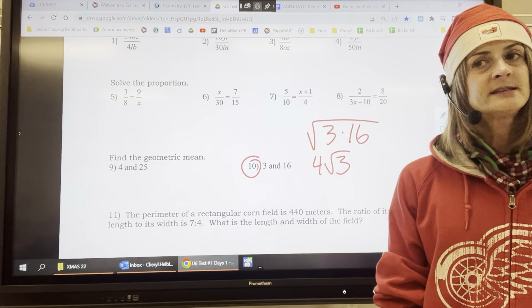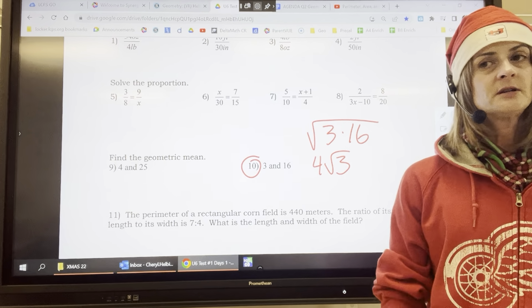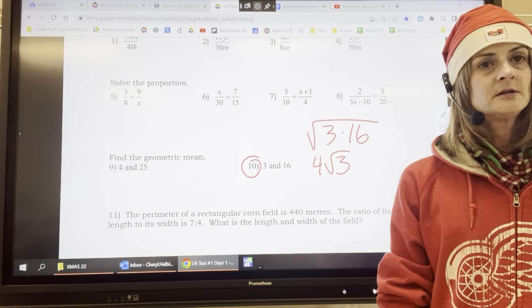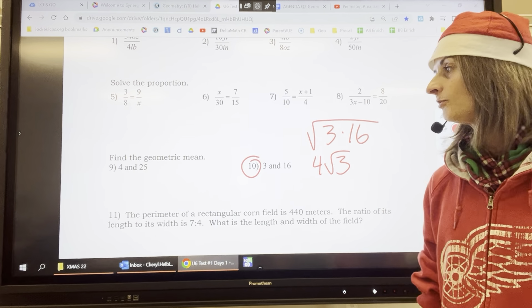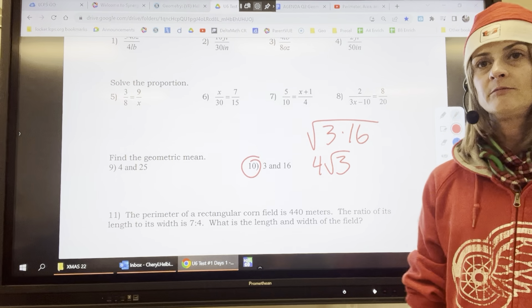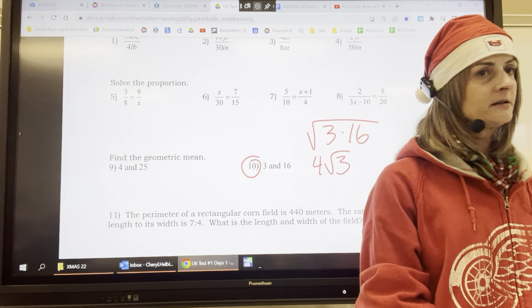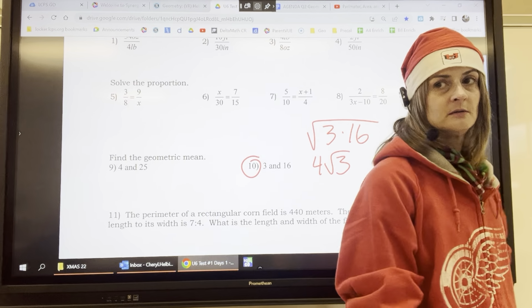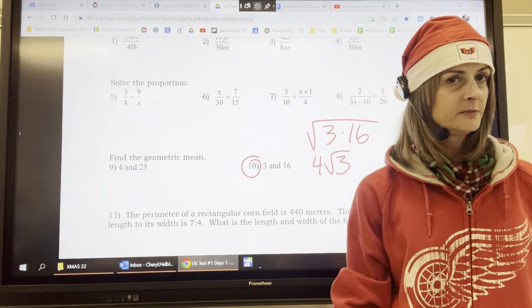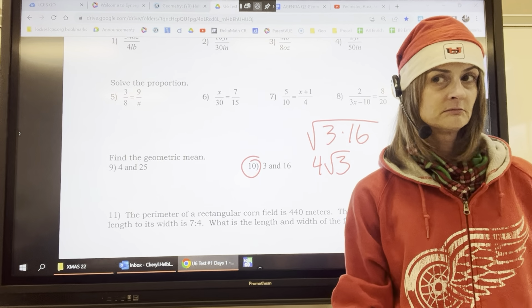Any questions on how to simplify that? We could talk about that. We could talk about some more radical problems. Is everybody good with that? I mean, we're not in a rush. We can do some more like that. Are we good? Everybody's okay with that? Okay.